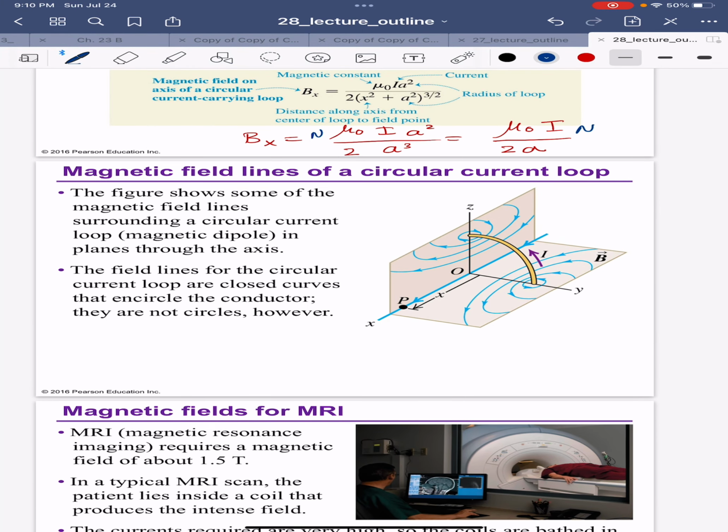Magnetic field lines of a circular current loop, here showing you the direction of the magnetic field. We need to know here that the magnetic field is not uniform. Okay, and we can usually find the direction by the right hand rule at the center.